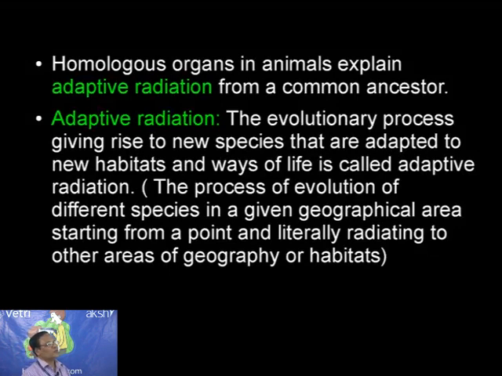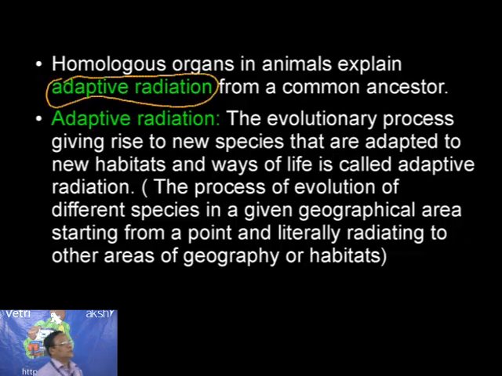I already mentioned that homologous organs explain the phenomenon of evolutionary divergence, or divergent evolution. It also exhibits another phenomenon, which we call adaptive radiation. What do you mean by adaptive radiation? Normally, homologous organs explain the phenomenon of adaptive radiation, that is, from a common ancestor. In the case of mouth parts, the biting and chewing type of mouth parts has been diversified to form different types of mouth parts in different species. That phenomenon is also called adaptive radiation.